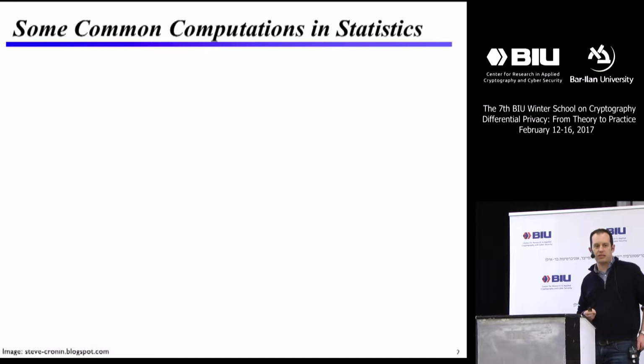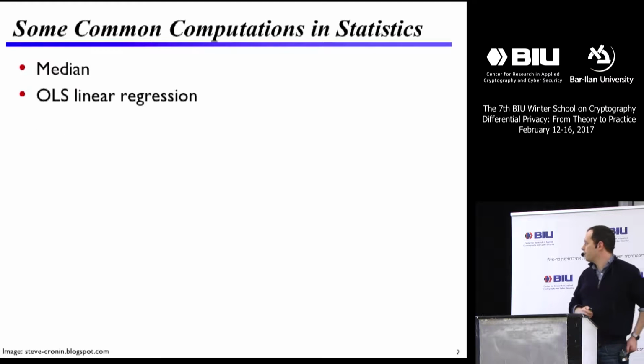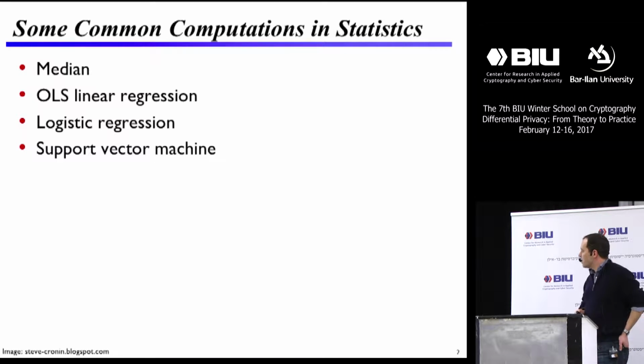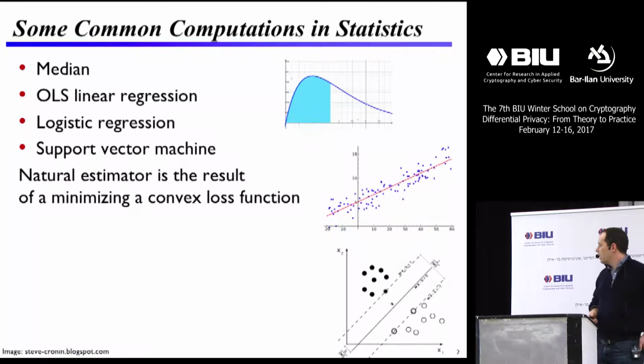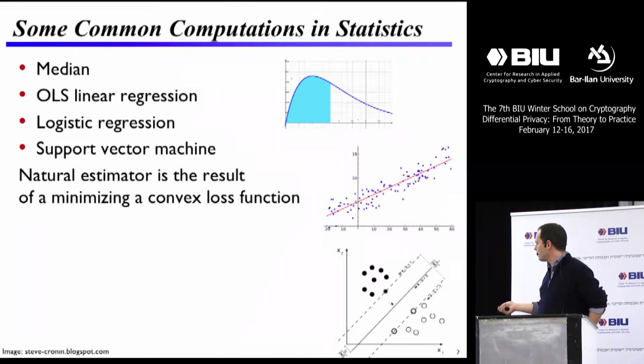When we're doing statistics and machine learning, often the computational heart of the problem you want to solve is some sort of optimization. So, for example, if you're computing the median, or doing ordinary least squares linear regression, or logistic regression, or perhaps fitting a support vector machine. These are all things people do in learning and statistics, and in all these cases, you're trying to compute some vector of parameters that best fits a data set in some sense, and the natural way to do that is to minimize some sort of convex loss function.